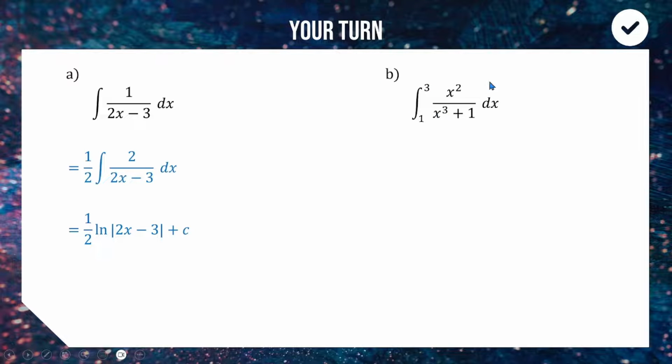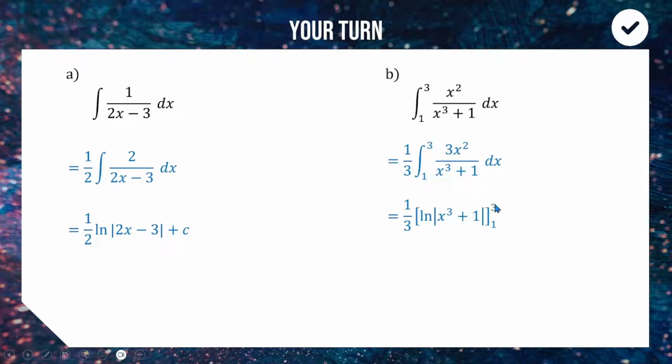Over on the right, using logarithms again, the derivative of the bottom would be 3x squared plus nothing, so just 3x squared. So once again, same trick, I'm going to put a 3 on the top and a 1/3 out the front like so. Now we can have a 1/3 out the front with a logarithm of the bottom, but this time we have some limits. So we have natural log of x cubed plus 1 in an absolute value.